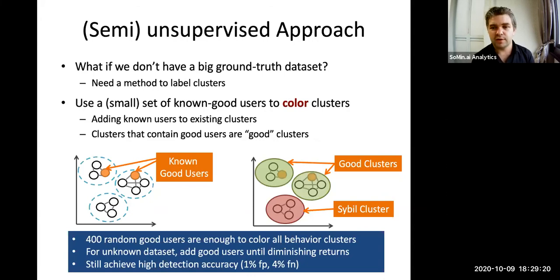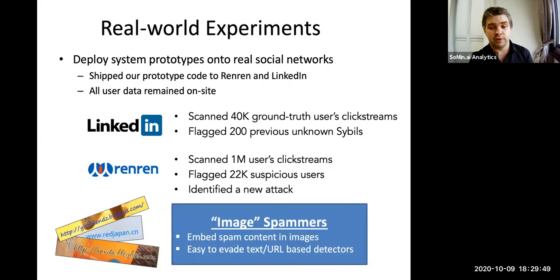If you don't have a big ground truth data set, you need to find a method to label clusters. So you can use a small set of known good users to color clusters, and then you add these known users to the existing clusters. Clusters that contain good users are good clusters, and those clusters that don't have many good users are considered to be Sybil clusters. In this case, you can do this task with a much smaller amount of necessary data.